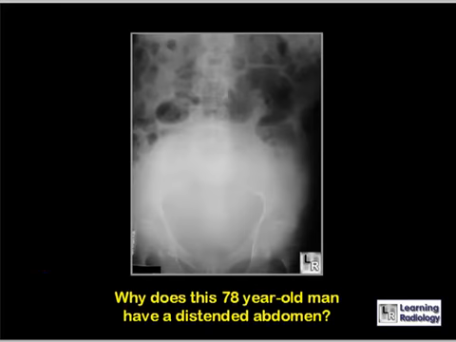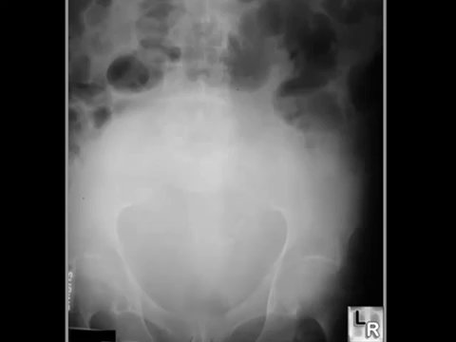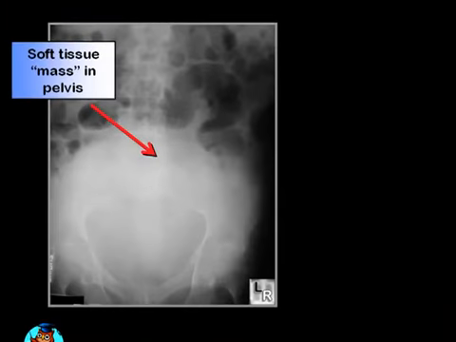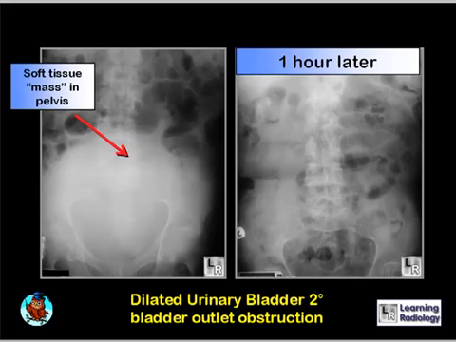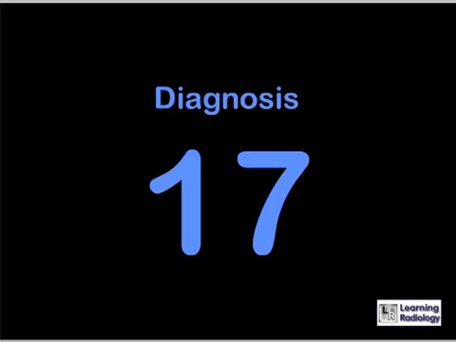Why does this 78-year-old man have a distended abdomen? Pause your computer or MP3 player while you think about the answer. There's a soft tissue mass in the pelvis that is displacing the loops of bowel superiorly, but an hour later, a Foley catheter was inserted and the mass disappeared. What you're seeing in the first image is a dilated urinary bladder secondary to bladder outlet obstruction, urinary retention.